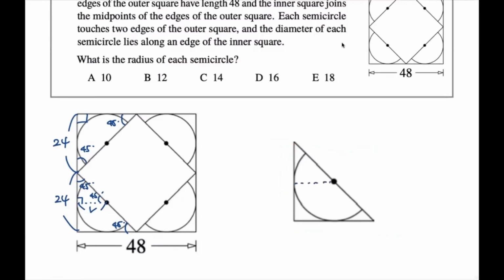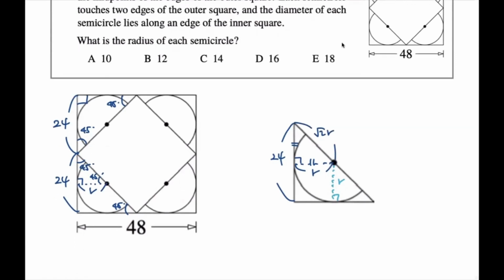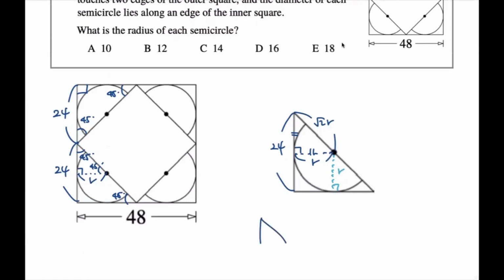Let's draw it here again. This is r, and this is 24. We know that this length is equal. Also, we know that this length is r because it's the radius. And therefore, using the angles, this would be root 2r, and we can explain it by the Pythagorean theorem. Since this tiny triangle has side r, we know that this is root 2r.